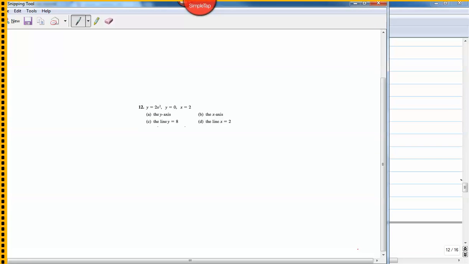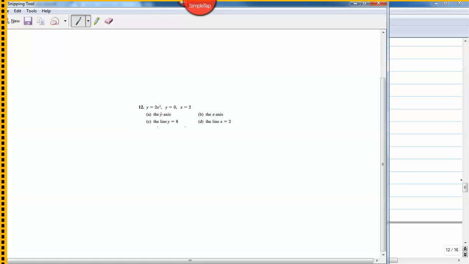Let's take a look at this problem. Find the volume of the solid generated by revolving the region bounded by the graphs of the equations about the given lines. Now we've mainly been doing just about the x-axis or about the y-axis. So I'm confident that you could do okay in setting up the integrals and getting those answers.